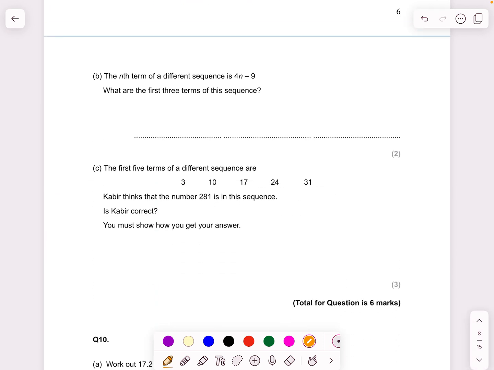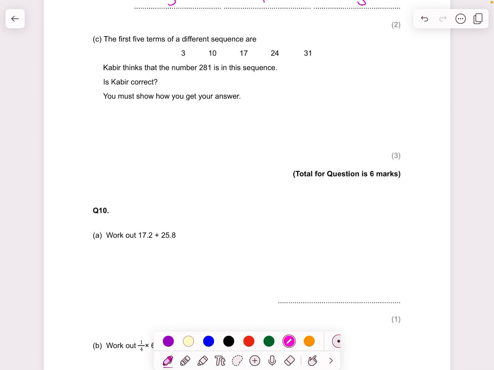The nth term of a different sequence is 4n take away 9. What are the first 3 terms of this sequence? Remember, I told you that 4n means the 4 times table. So you write the 4 times table, which is 4, 8, 12. And I'm going to take away 9 from each of these numbers to get the first 3 terms of 4n minus 9. So 4 take away 9 is minus 5, 8 take away 9 is minus 1, and 12 take away 9 is 3. So they're the first 3 terms.